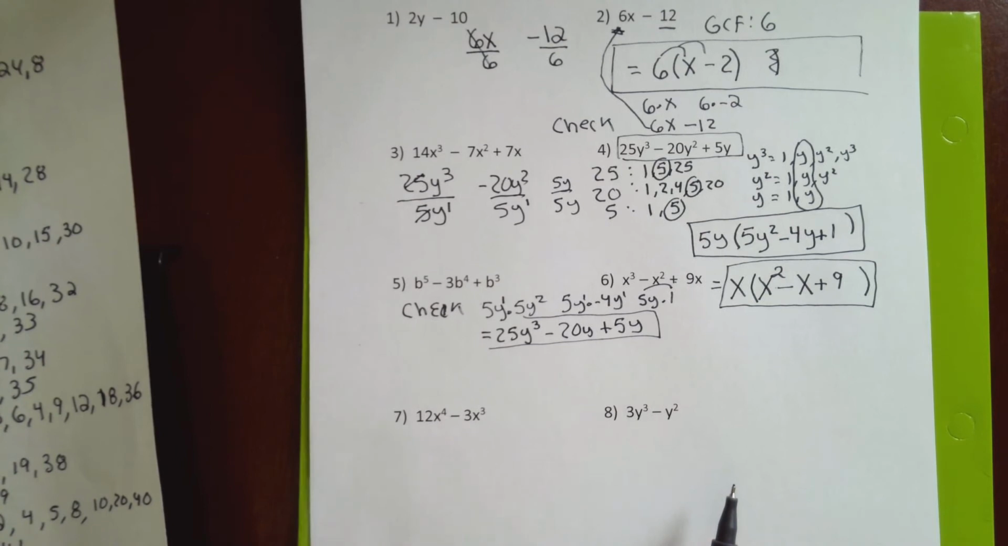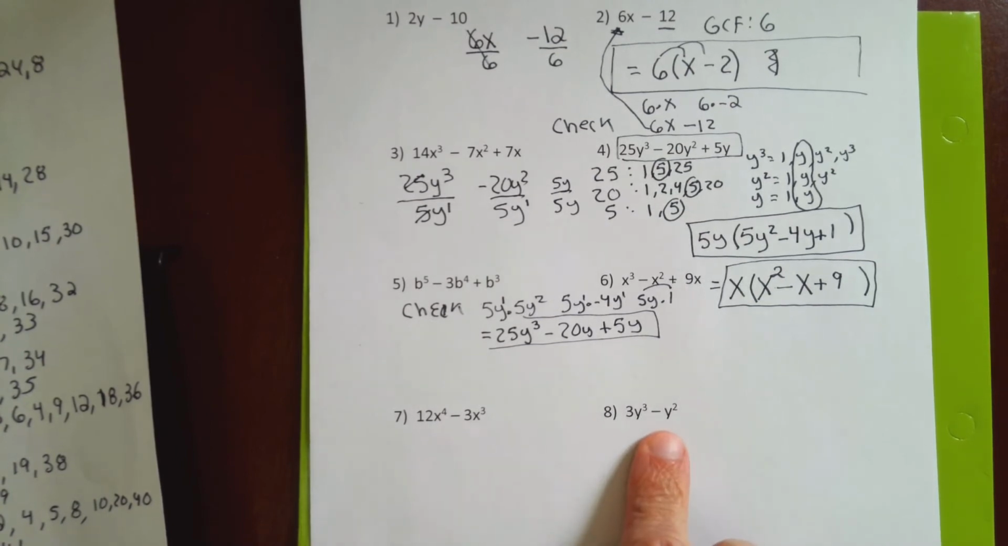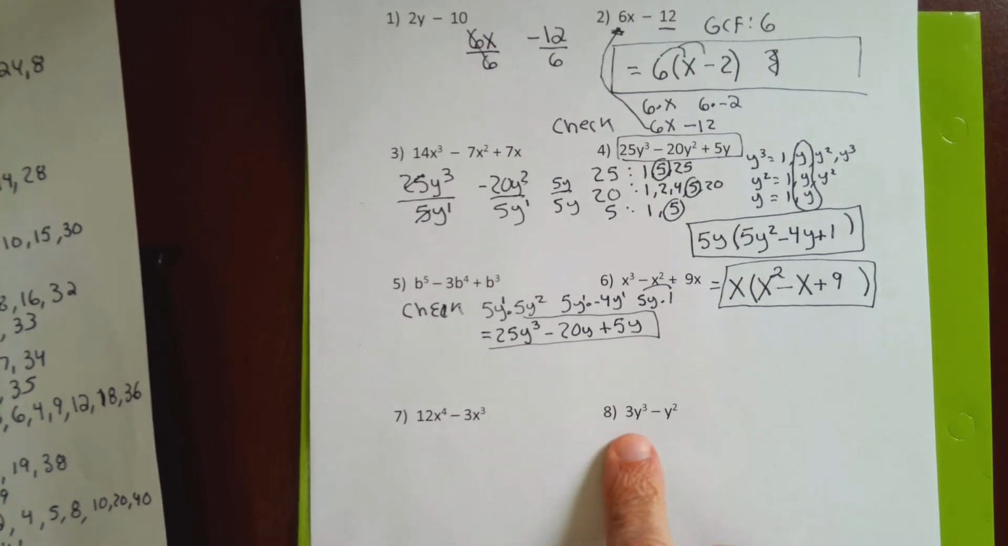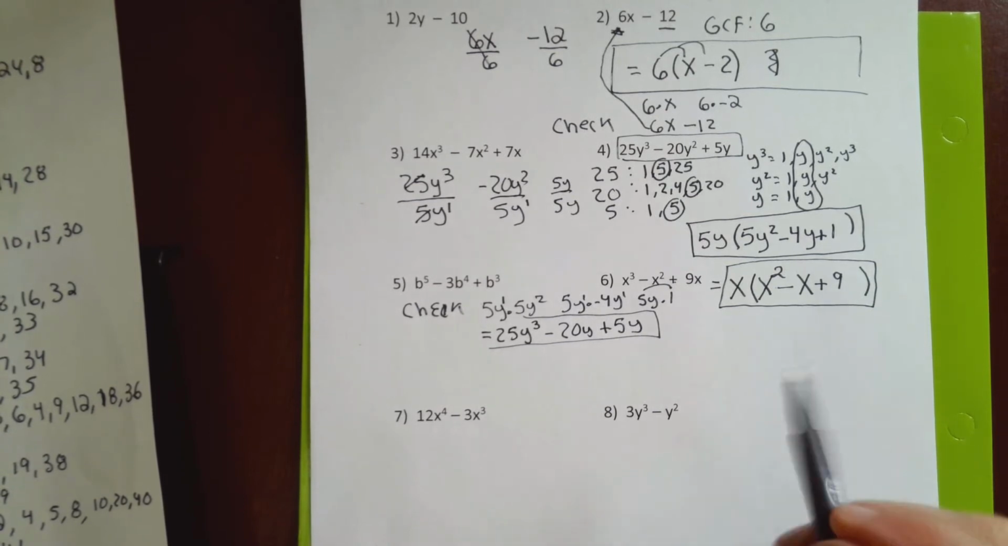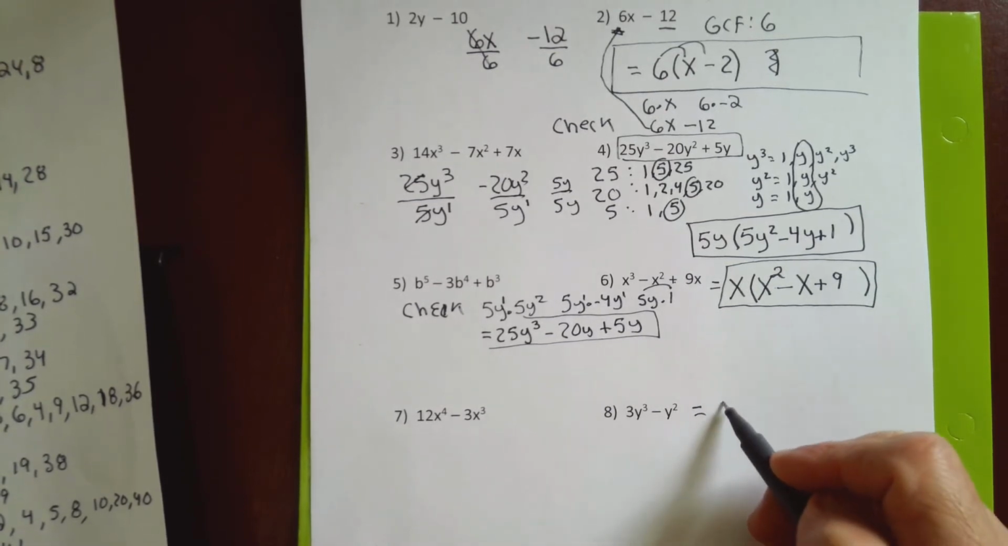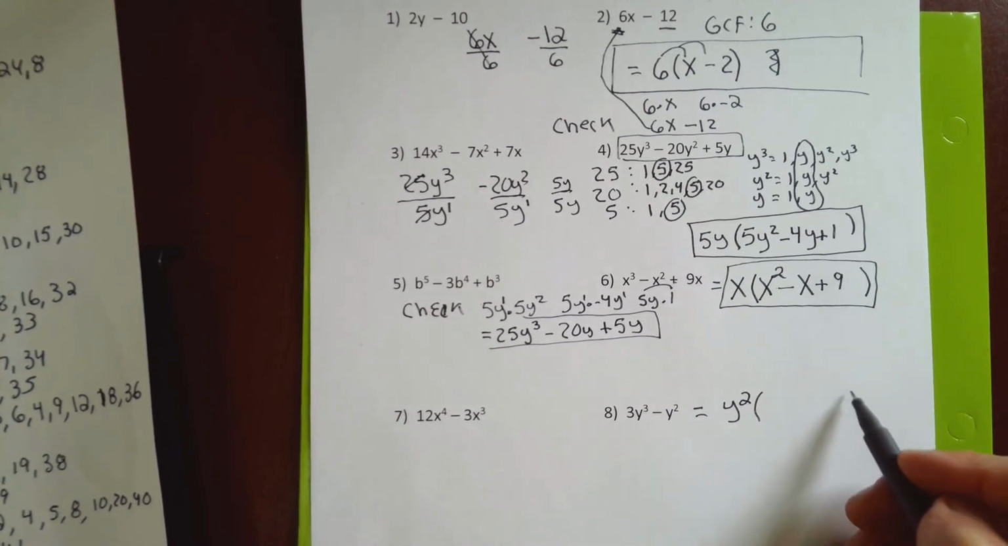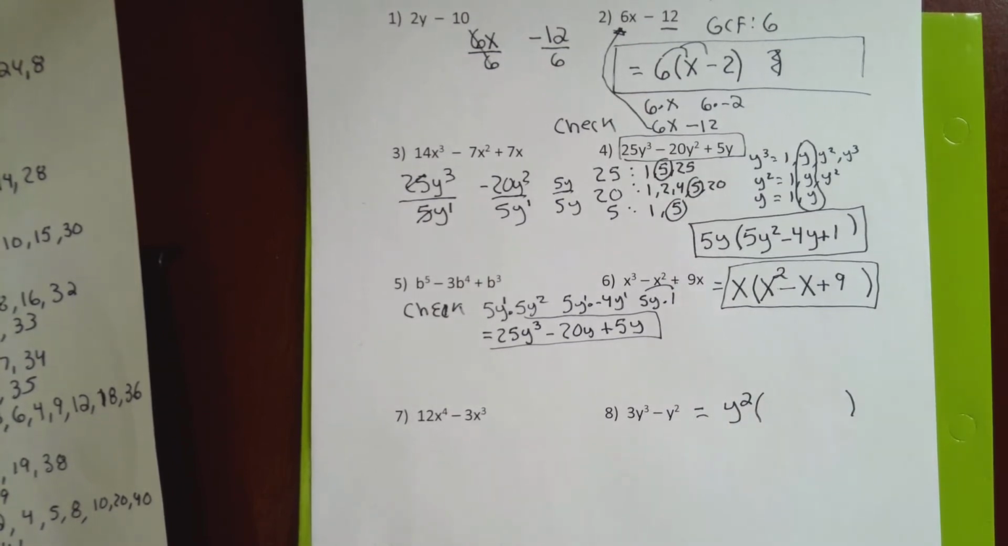For number 8, the second term has a coefficient of 1. So anytime one of the terms has a coefficient of 1, there isn't a number for the greatest common factor. Both terms have a y. The greatest common factor when each term has the same letter is the smaller of the exponents. So the greatest common factor for number 8 is going to be y squared. That's the smaller of the exponents.